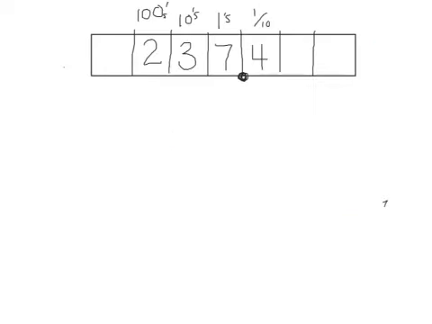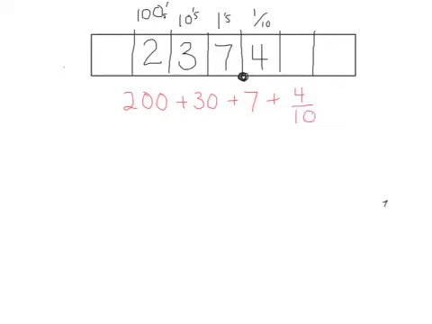Okay, let's look at this last one as 237 and 4/10. So if I expand it out just the way it looks, I have 200 plus 30 plus 7 plus 4/10.